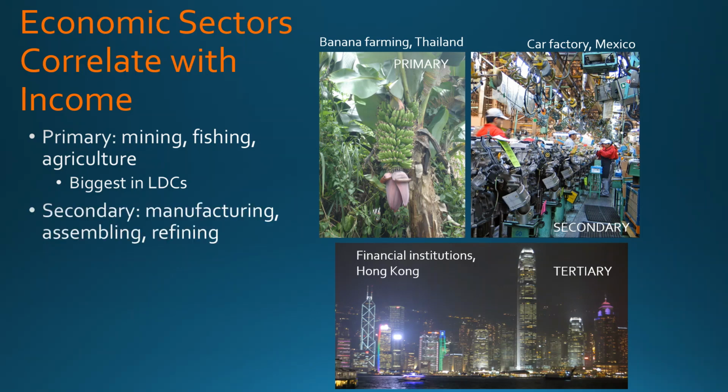Then you have secondary economic sectors, which are manufacturing, assembling, refining. So depending on the type of manufacturing, generally speaking, high-tech manufacturing is happening in places like China, which are considered emerging economies, so between less developed and more developed. Then you have more low-tech manufacturing, like clothing, happening in places like Vietnam and Bangladesh. So those countries are also following that path. And so these are biggest in these medium developing countries.